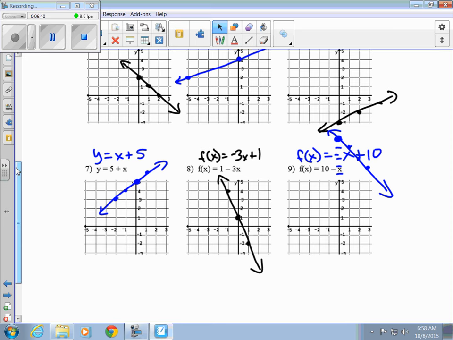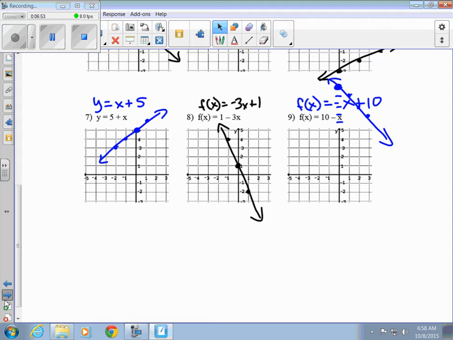And notice number 9 as well, that I graphed it. My graph went off the chart. If you wanted to switch those and go by 2's on your graph, you could do that as well. So that's graphing in slope-intercept form.